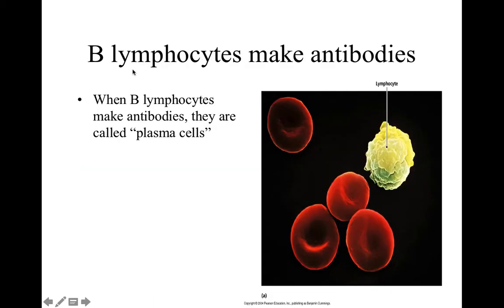So again, folks, this would be important to know for our final exam. If I ask you which cells make antibodies or immunoglobulins, it's the B lymphocytes. And once they start making antibodies, they are awarded a new name. They're called plasma cells. So a plasma cell is just a B lymphocyte that's making antibody.